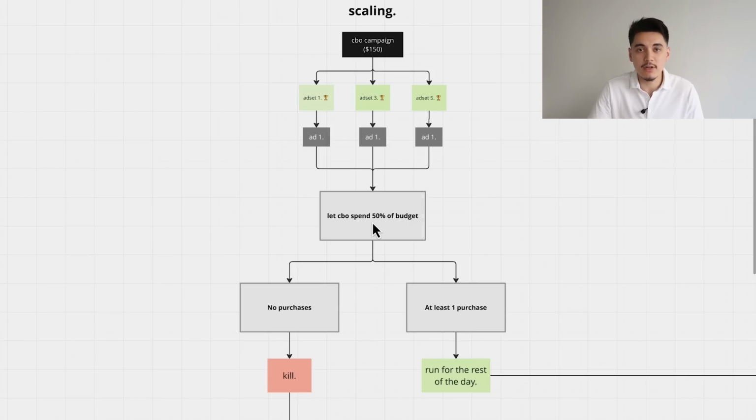And you're going to look at the CBO campaign as a whole, in that if the CBO doesn't have a purchase at all, you're going to kill that campaign right away. But if it does have at least one purchase, you're going to let that CBO run for the rest of the day so that it spends that full $150.